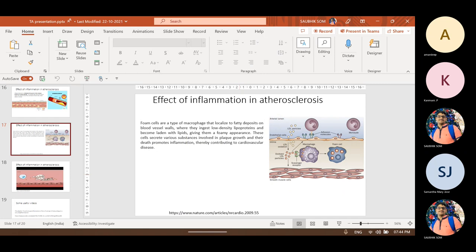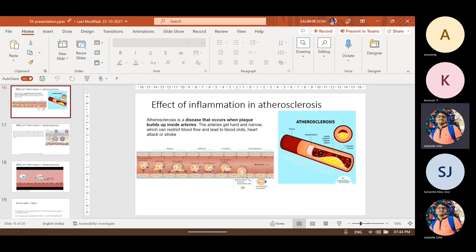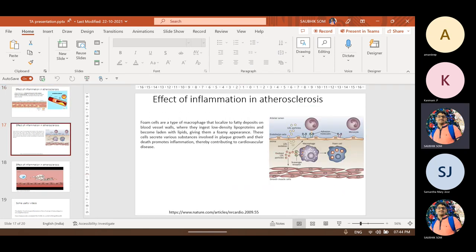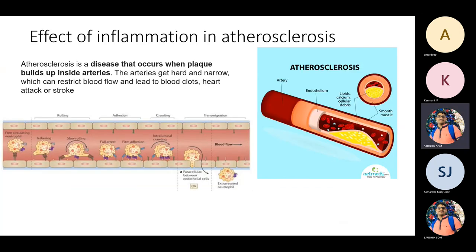Okay, good picture. I should have got this. Yes. So how does atherosclerosis work? This is the image, right? Atherosclerosis is a disease that occurs when plaque builds up inside the arteries. The arteries get hardened, right? Due to this plaque, they are getting narrow, which can restrict the blood flow and lead to blood clots, heart attack and stroke. Now, how does it happen?